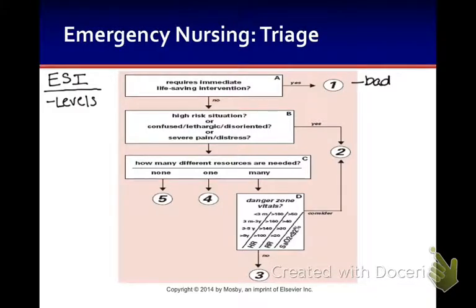The first level is the worst. These patients are unstable. They use a high resource intensity. They have a big threat to life or organs. These patients require immediate life-saving intervention. Second level, these patients have a threat to vital function or to organ function, and they do use a high level of resources. So they're bad off, but they're a little bit more stable than the level 1s.